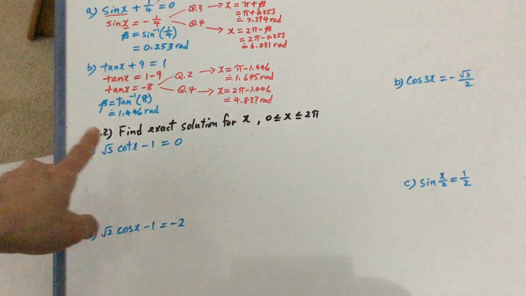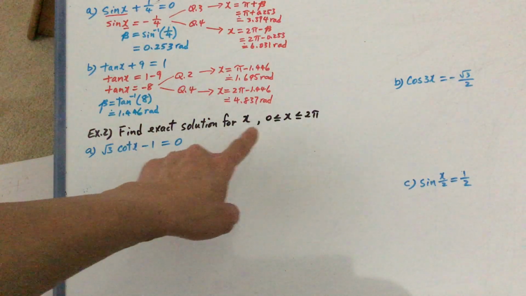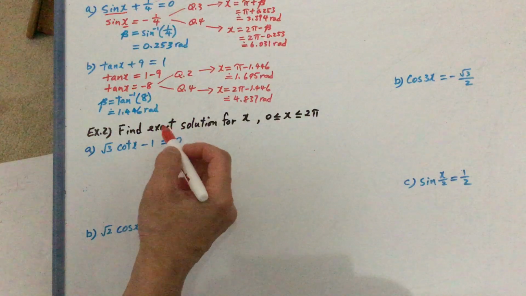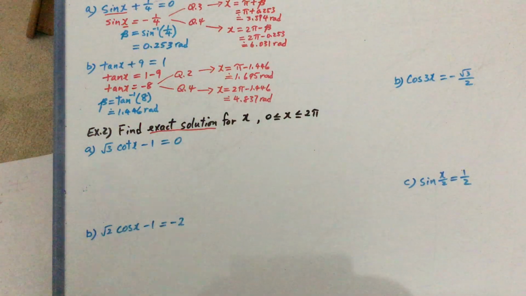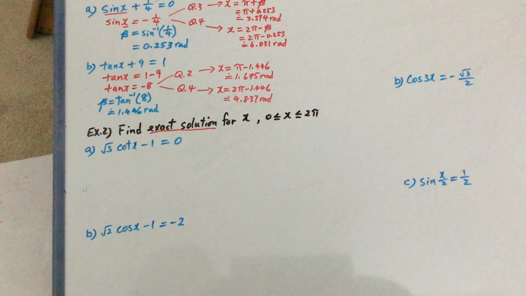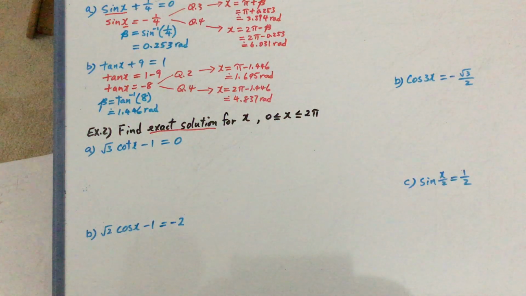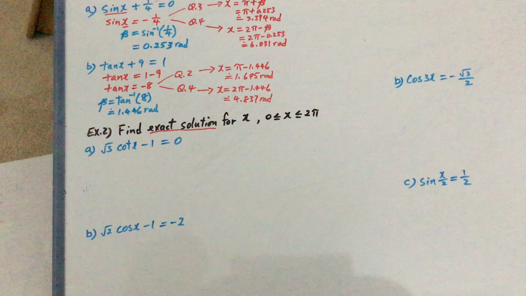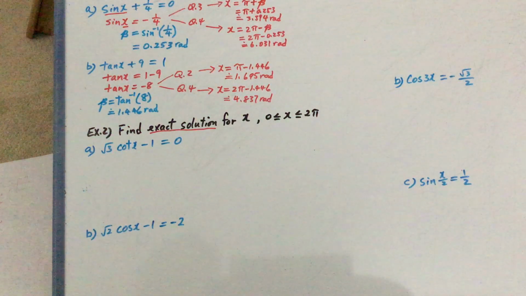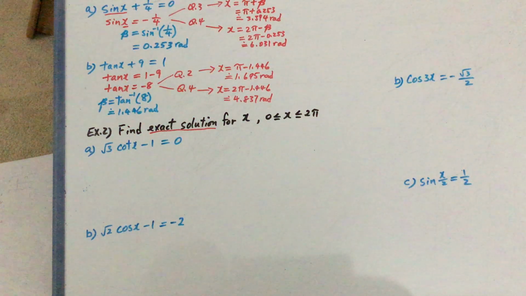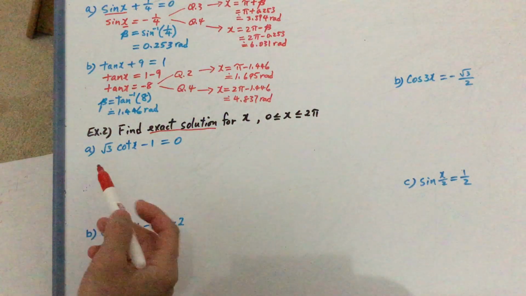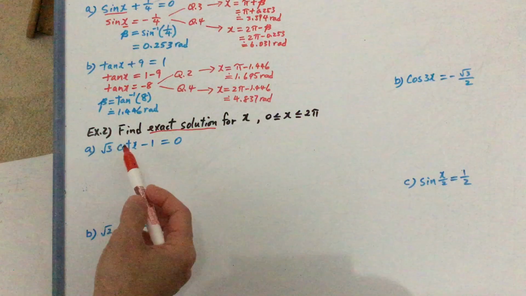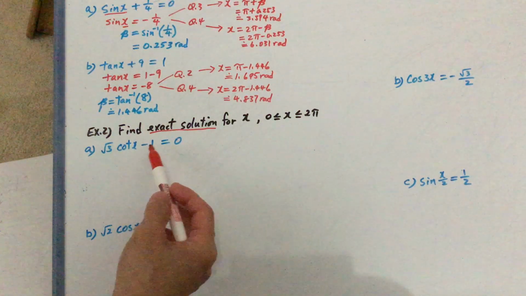Okay, now the next example is example 2. Again, find the exact solutions for x between 0 and 2 pi. So when it comes to the exact, that means in most of these questions you must be dealing with the special angles. So it's either the 45, the pi over 4, or the 60, the pi over 3, or the 30, pi over 6.